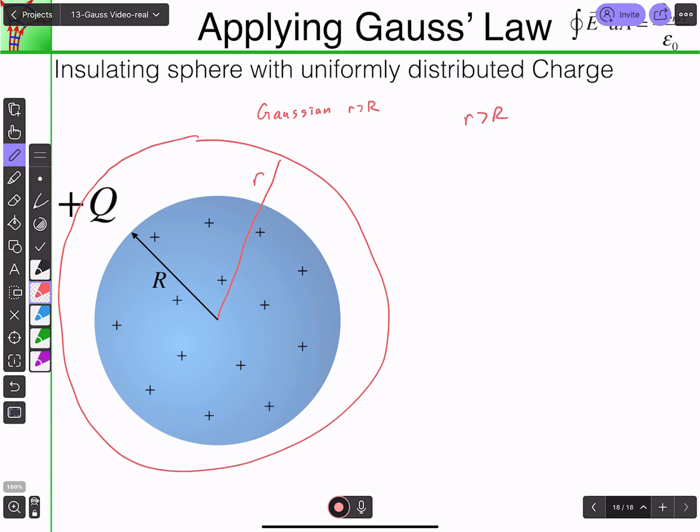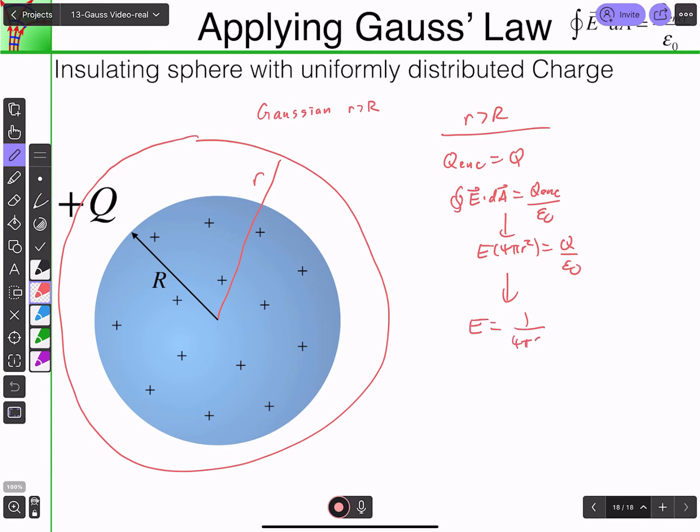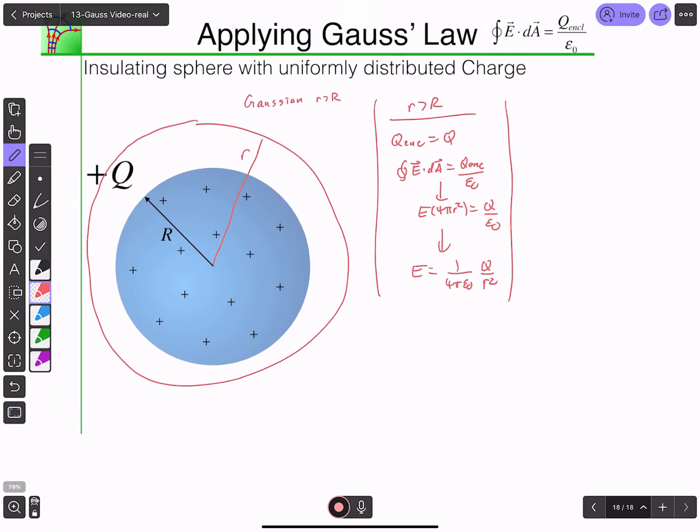For r greater than R, the Q enclosed is all of it. I'll skip the steps, but if you look at the examples we did before, you end up with E times 4 pi r squared, and Q enclosed is Q over epsilon naught. Skip some steps and then solve, and you get that the electric field is 1 over 4 pi epsilon naught Q over r squared. So that one's easy. That's just outside a spherically symmetric situation. You have the same electric field as you would otherwise.